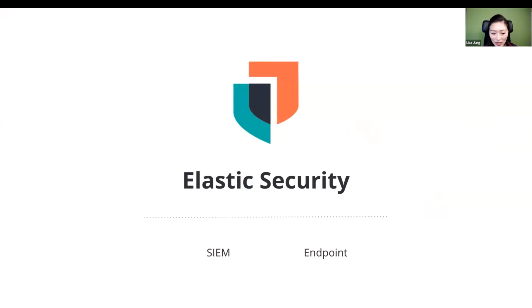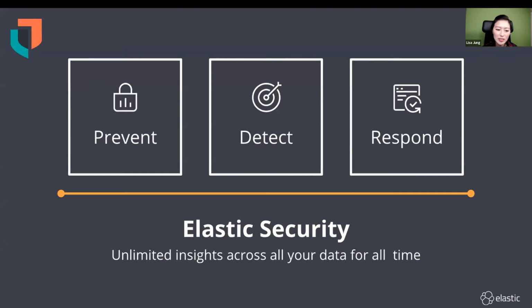Okay, so the last solution we're going to go over is Elastic Security. Our next speaker, Cami, who's our security lead at Elastic, will do a deep dive on this solution, so I'm going to briefly touch on it. Elastic Security helps you prevent, detect, and respond to security threats. What's really cool about this is that it uses a lot of the same functionality that the observability solution does, but it's applied to security use cases.